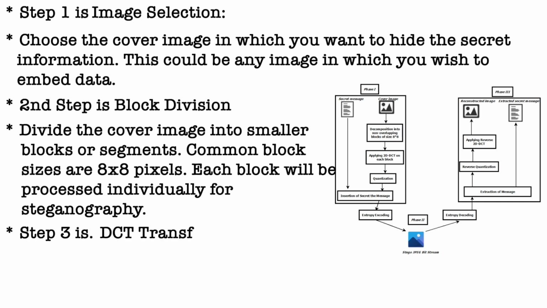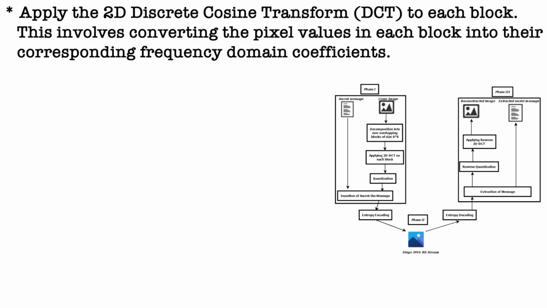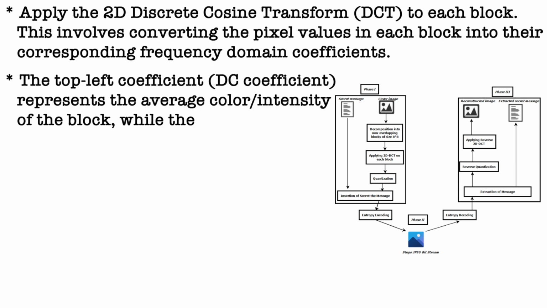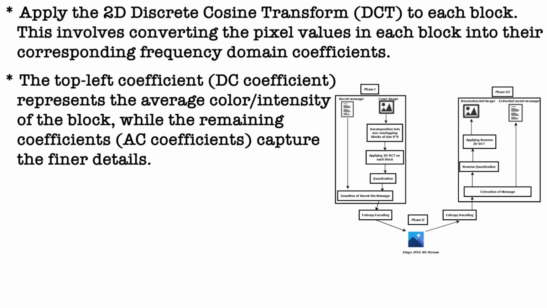Step 3 is DCT transformation. Apply the 2D DCT to each block. This involves converting the pixel values in each block into their corresponding frequency domain coefficients. The top left coefficient, the DC coefficient, represents the average color and intensity of the block, while the remaining coefficients, the AC coefficients, capture the finer details.